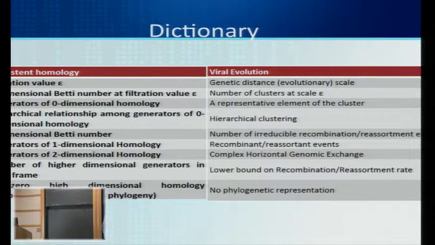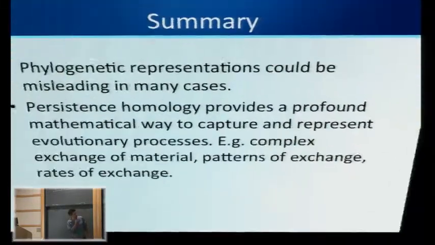So if there's some filtration value here, this is a genetic distance that we can just match. The zero-dimensional Betti number at some particular filtration is the number of clusters that happen in this case. The generators of the particular class are a particular representative of the cluster, of the zero-dimensional. The one-dimensional means recombinants or reassortments. And then other things. There are many question marks here that are not solved, but they are very interesting, and we have many different ideas in this direction.